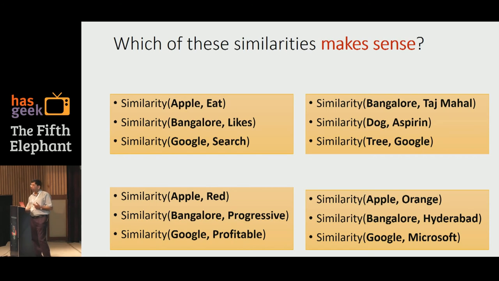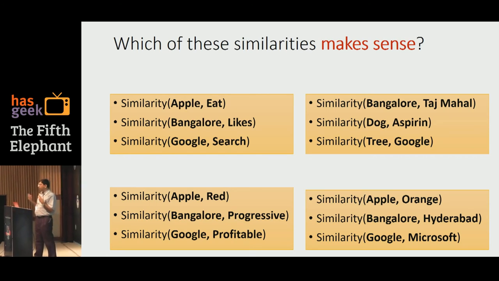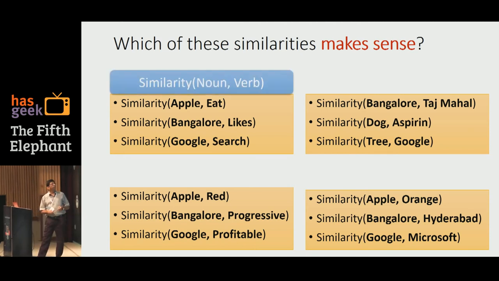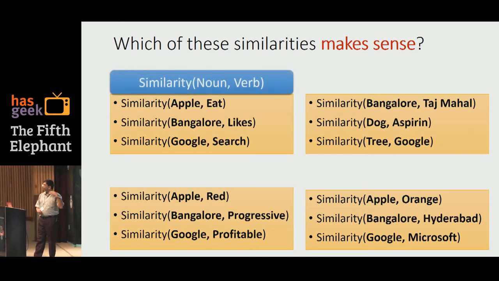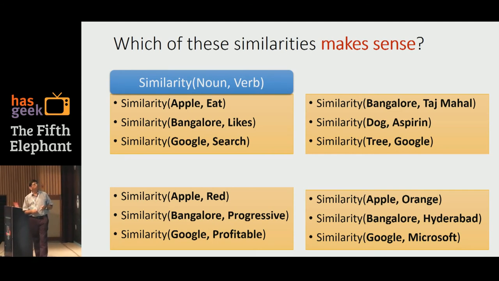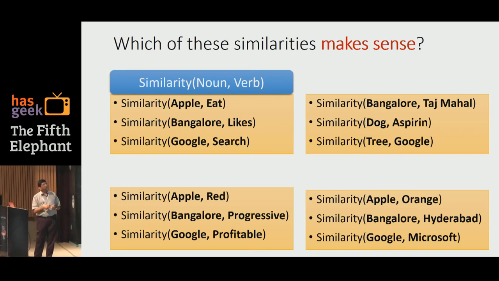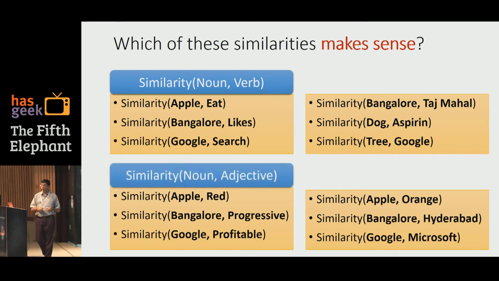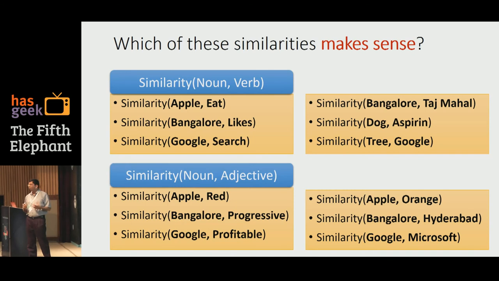So which of these four is actually meaningful if you think about where we can compute similarity? The last one, right? That is the idea behind how you compute similarity using knowledge and not using text. I don't want to get into text and co-occurrence here, because it doesn't mean anything. I can't measure similarity between verbs and nouns, or nouns and adjectives.